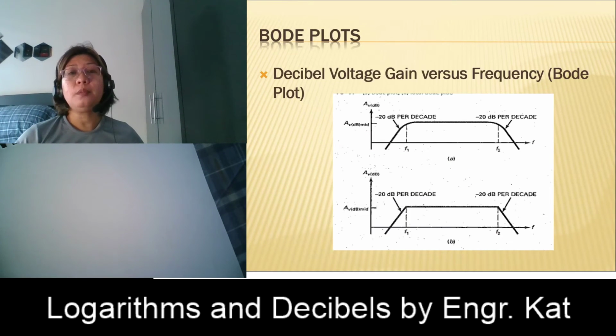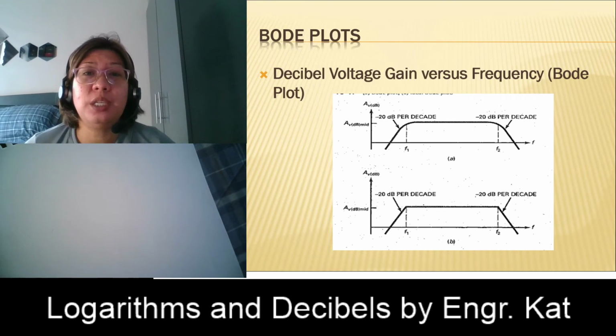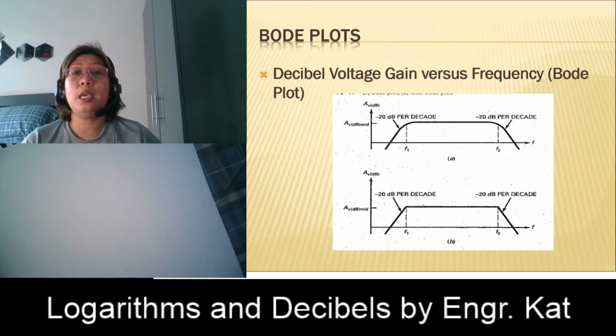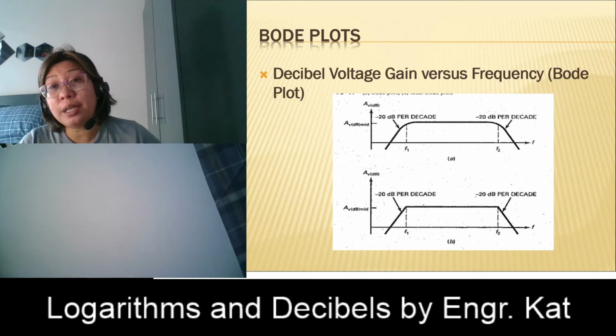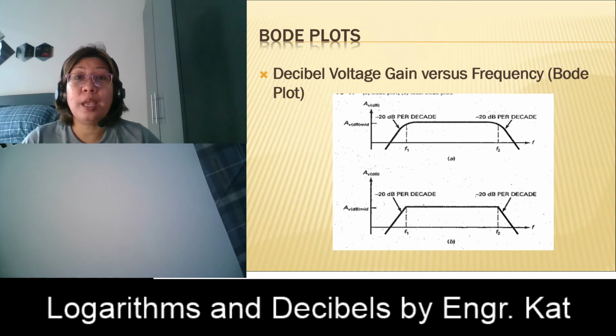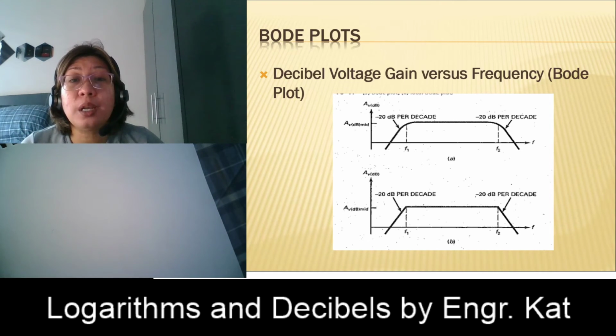Okay? So this is your decibel voltage gain versus frequency. So this is your AV mid. This is your AV or your voltage gain, and then this is your cutoff. So usually you have a negative 20 dB per decade. So you decrease the gain by 20 dB per decade, so 20 dB per decade decrease in F1 or per decade decrease in F2. Okay? So this is your cutoff frequencies.